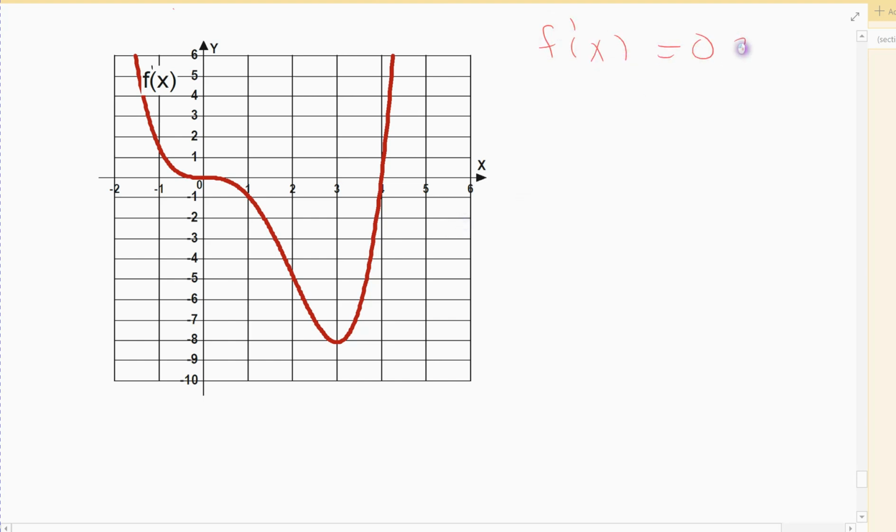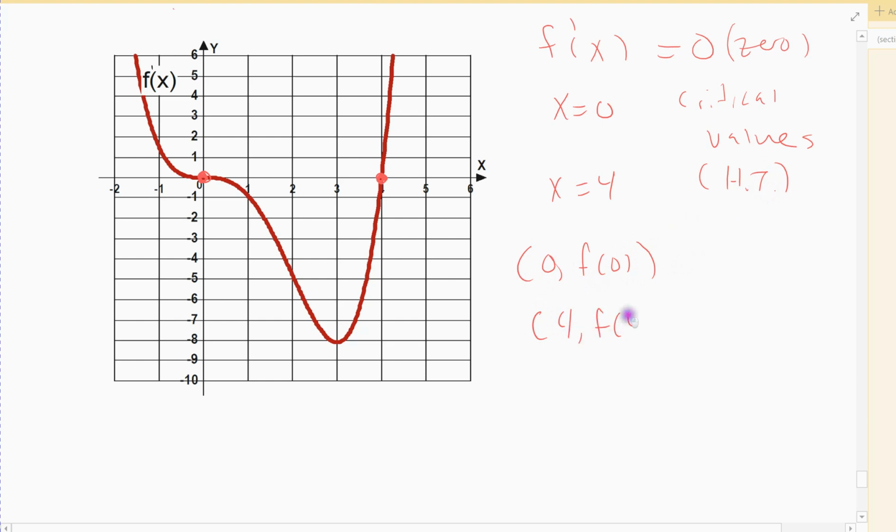First thing we find are the zeros, where it crosses the x-axis. It does have two zeros, at 0 and at 4. So at x equals 0 and at x equals 4, those are critical values. Again, specifically horizontal tangent cases, which means 0, f of 0, which again, I don't know what f of 0 is, but it is a critical point, and 4, f of 4. Those are critical points where I've actually got a stopping point.